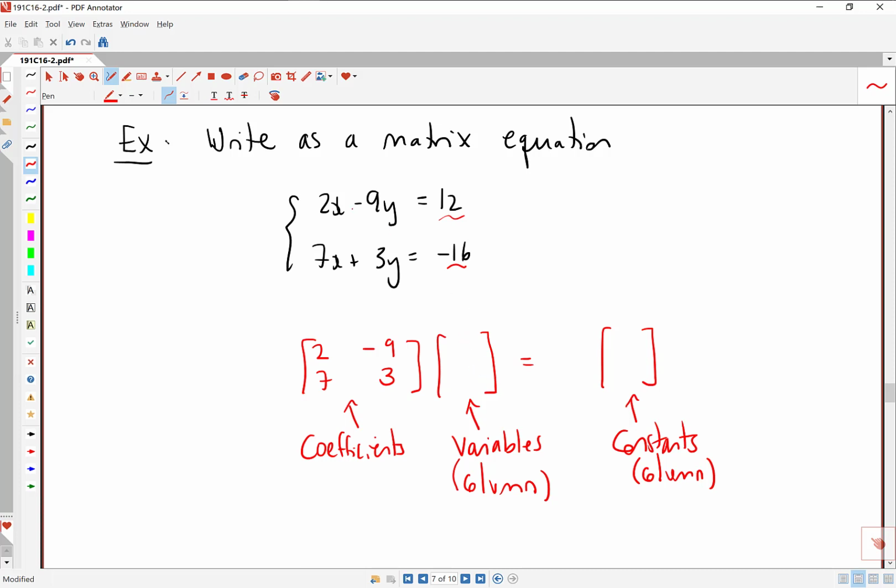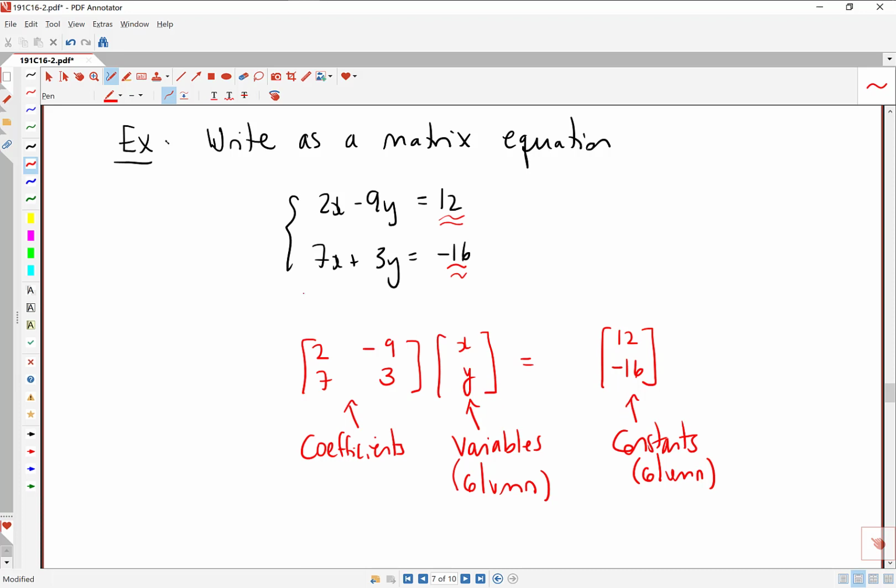Then write down your variables in the same order as they were given in the system. And then we're saying that's equal to the matrix that contains the constants from the right side of the system, 12 and -16. And that's written as a column as well.